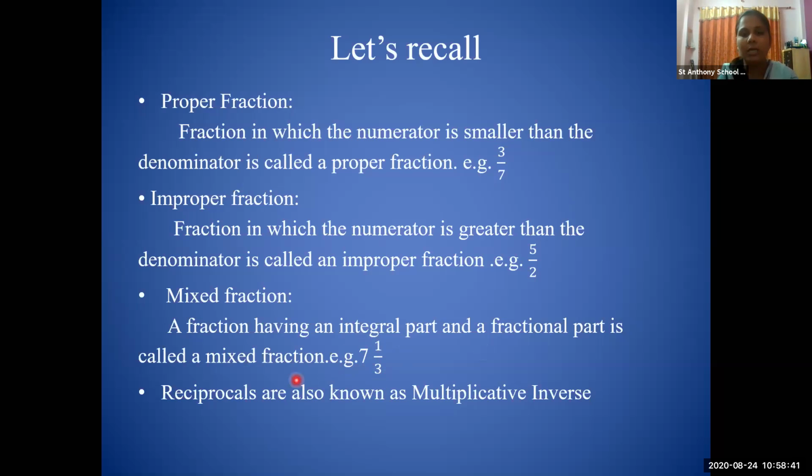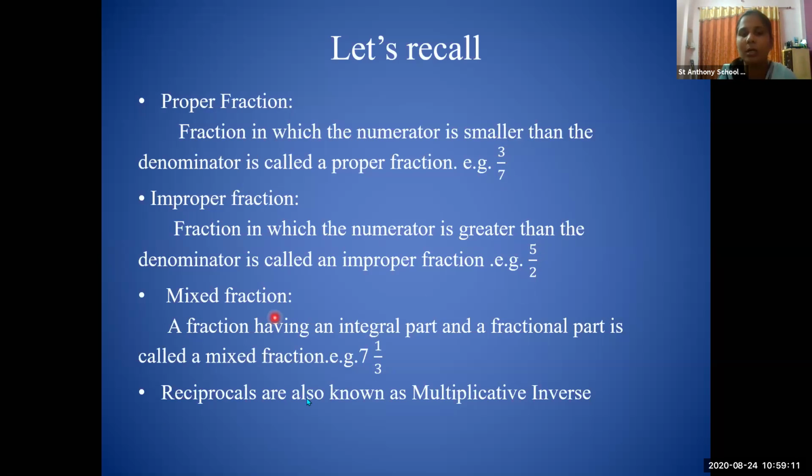So understood everyone? If the numerator is smaller than the denominator, that is known as proper fraction. If the numerator is greater than the denominator, it is improper fraction. Where an integral part and a fractional part are there, that is known as mixed fraction.